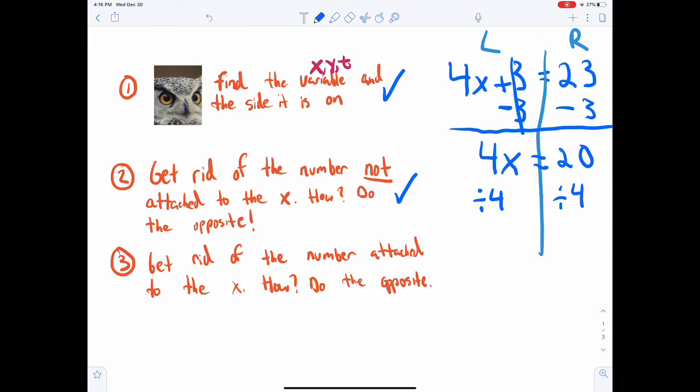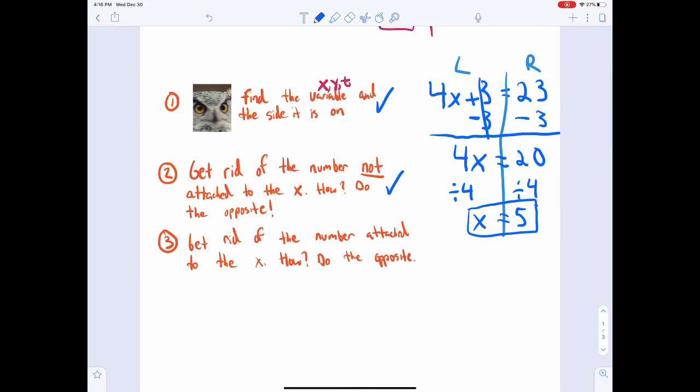What you do to one side, you've got to do to the other. 4 divided by 4 is 1. So 1x, or just x, because 1x and x are the same thing. So we'll just write x. And then x will equal whatever 20 divided by 4 is, which is 5. And that's our answer.